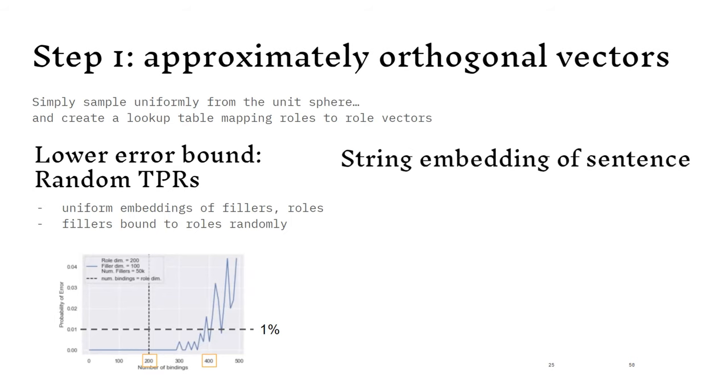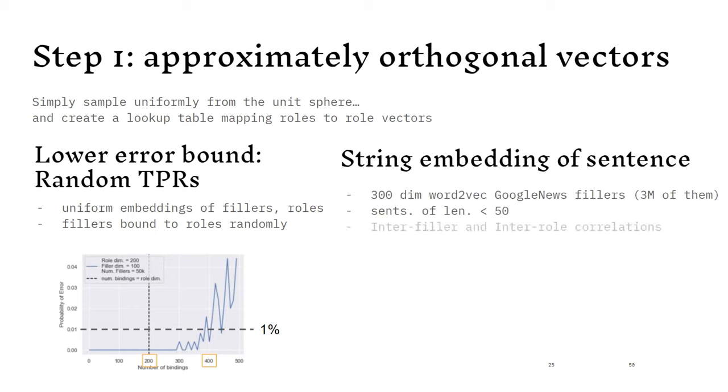And we decided to look at string embeddings of sentences. So here, the first challenge we added was adding 300-dimensional word2vec Google News vectors for the fillers. So first off, the filler vocabulary is very large. There's 3 million Google News vectors. And the sentences we used were of length less than 50.